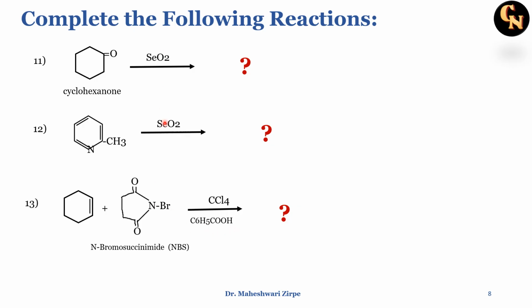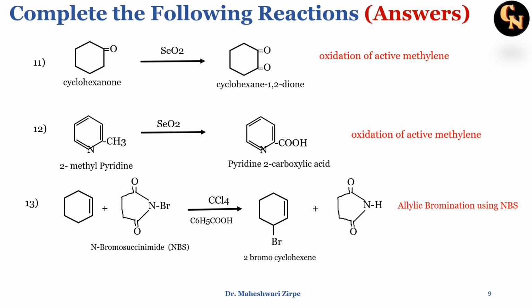So among these reagents, the first two are oxidations, where oxidation is going to take place, but at selective positions. And NBS is always used for allylic bromination. So whenever you have to solve such questions, you should know the role of the reagents, what they are going to do to your starting material. All these 13 questions are mostly asked in the exam as complete the following reaction.